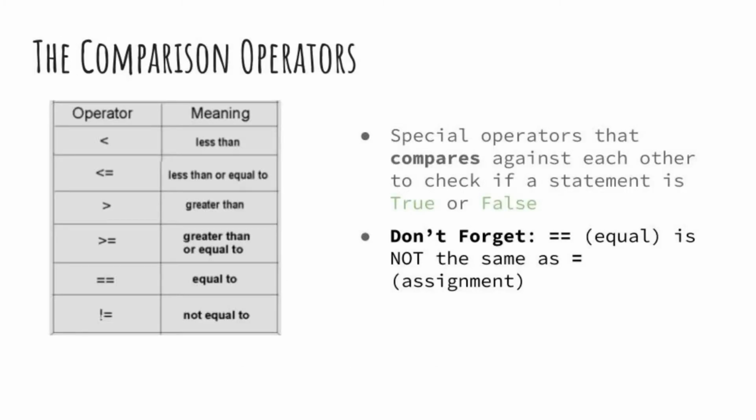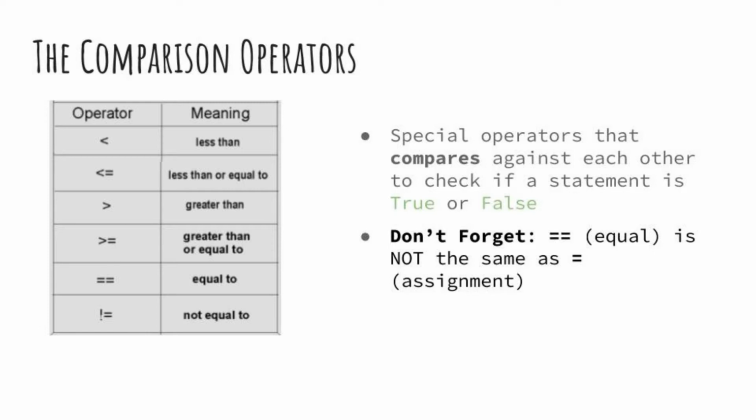Up next, we have the comparison operators. Comparison operators are kind of like our math operators, which take in two numbers and return another number. Right? If we take 2 times 2, then we get 4.